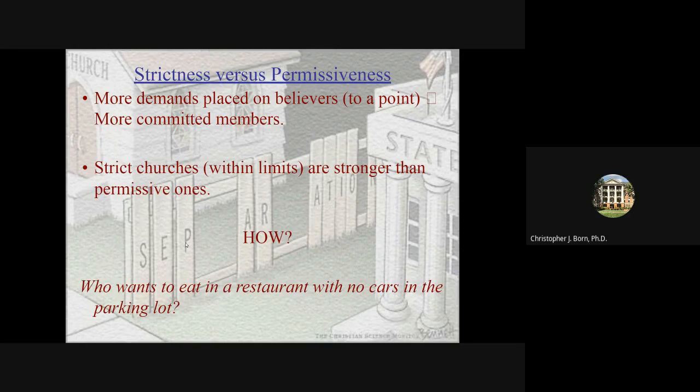And also you have a little pithy question here of, who wants to eat in a restaurant with no cars in the parking lot? Now, again, we're talking about churches not having members actually in the pews. It's a little bit different. But go back in time when people ate in restaurants, you don't want to eat in a restaurant where there weren't any cars in the parking lot. Who wants to go there?